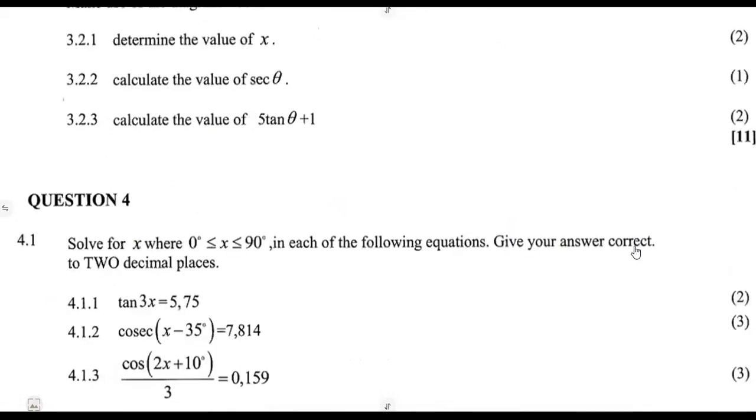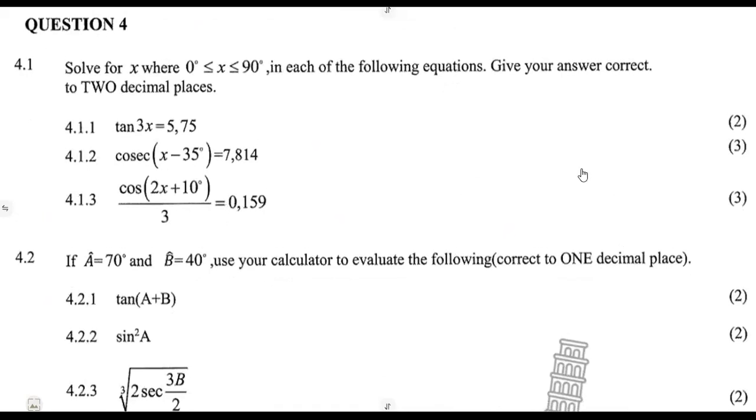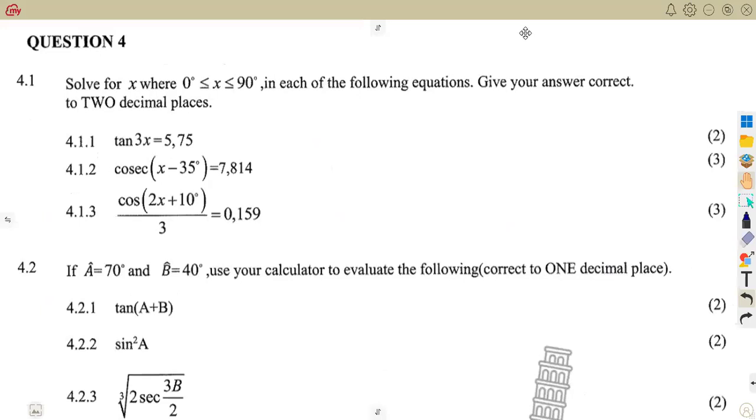So questions can be of this nature. You have to be careful how questions are given. It is very important to know the simplification thereafter on your question. So looking into question number 4, we are now given to solve for x. In this question, where x is taken from 0 to 90 degrees, in each of the following equations, give your answer correct to 2 decimal places. There's an instruction that you're given to follow.